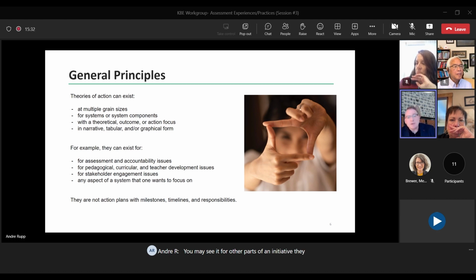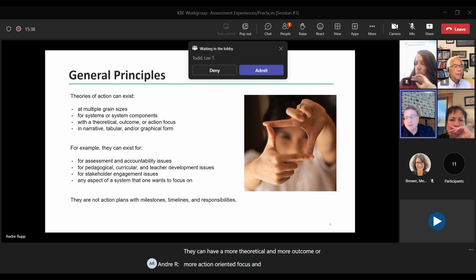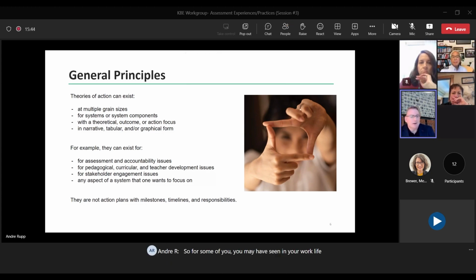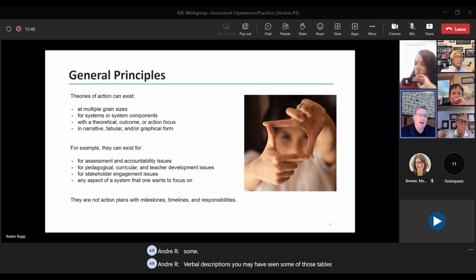They can have a more theoretical, a more outcome or more action-oriented focus. And there are different representations. So for some of you, you may have seen in your work life some verbal descriptions. You may have seen some of those tables that are like if-then statements. Today, we're going to look at a graphical form.